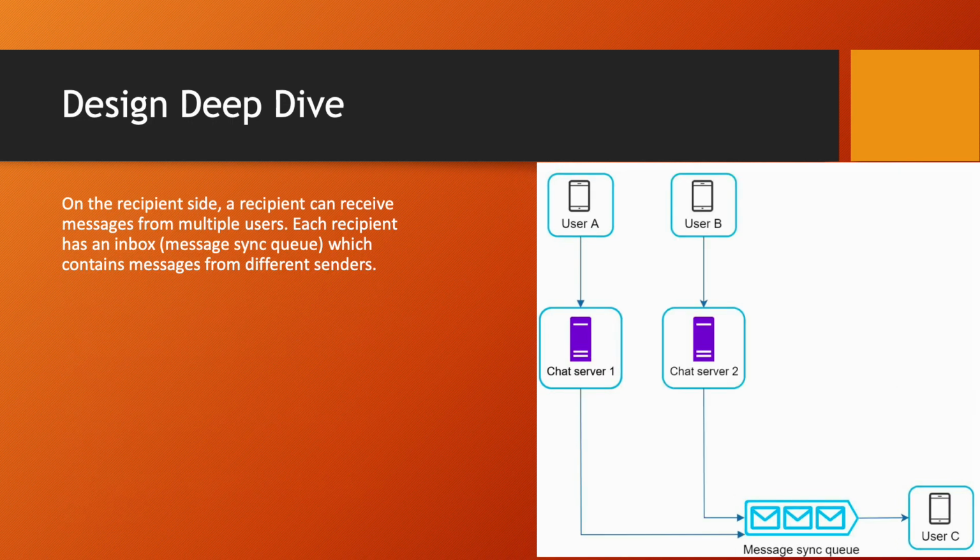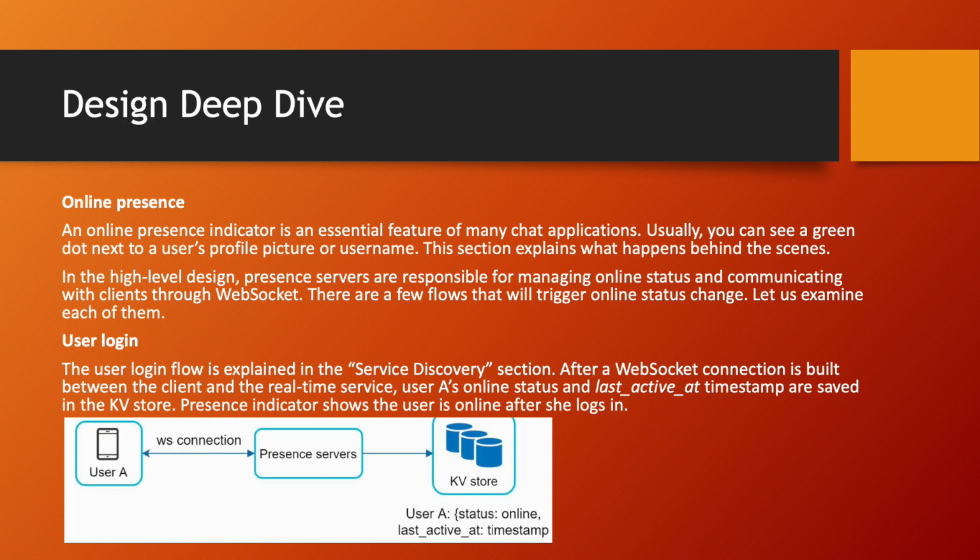Now, on the recipient side, the recipient can receive messages from multiple users. Each recipient has an inbox that is a message sync queue, which contains messages from different senders. So in the diagram, you can see A, chat server 1, B sends to chat server 2. There's a message sync queue for user C, which receives messages from A and B and delivers it to C.